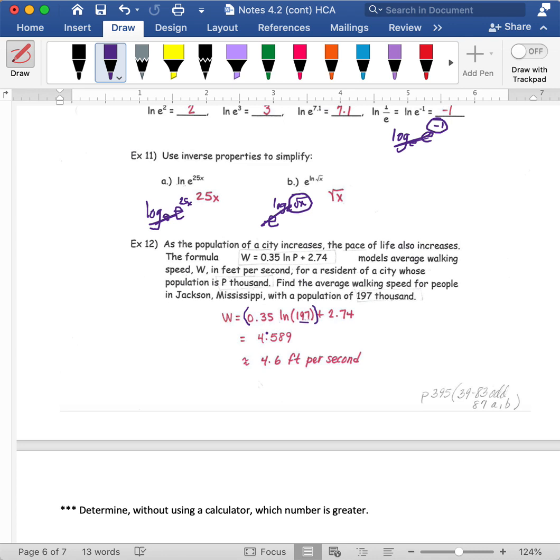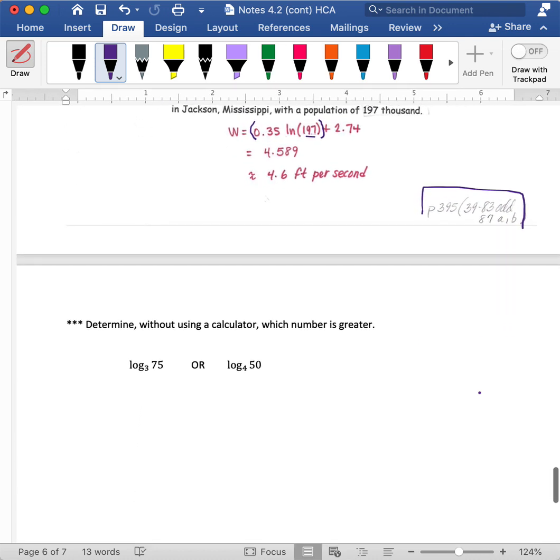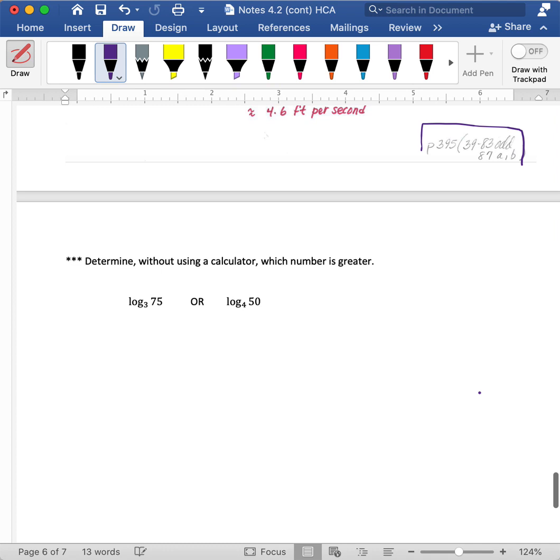Okay, so again, if you have any questions, please let me know so I can help you. This here is your assignment. And one more thing I want to take a look at is you'll see a question like this on your quiz. It says, determine without using a calculator which number is greater.